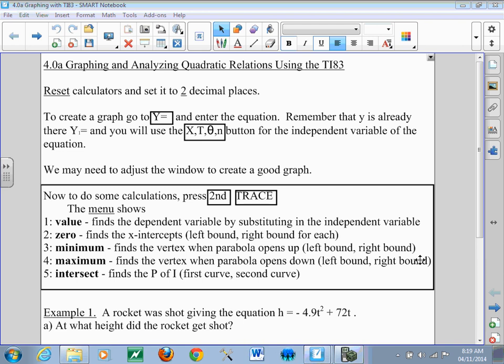If you already have a note at the beginning of your notebook that's just for graphing calculator or TI-83 notes, please pull them out and we're going to add this stuff to it. If not, just put it in your regular notes, okay?